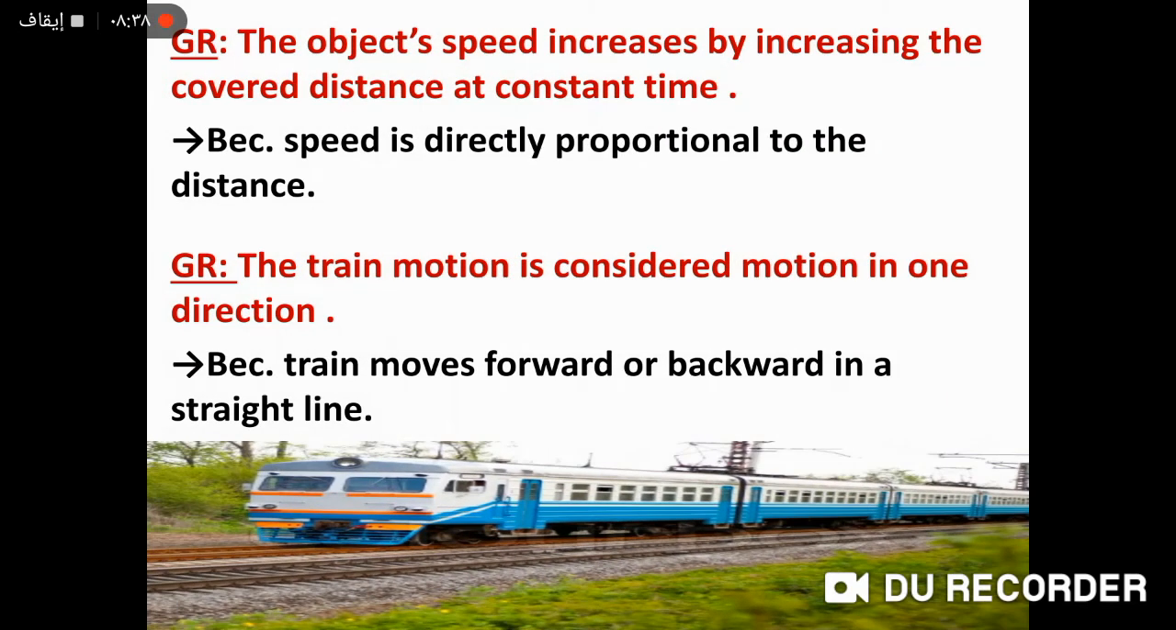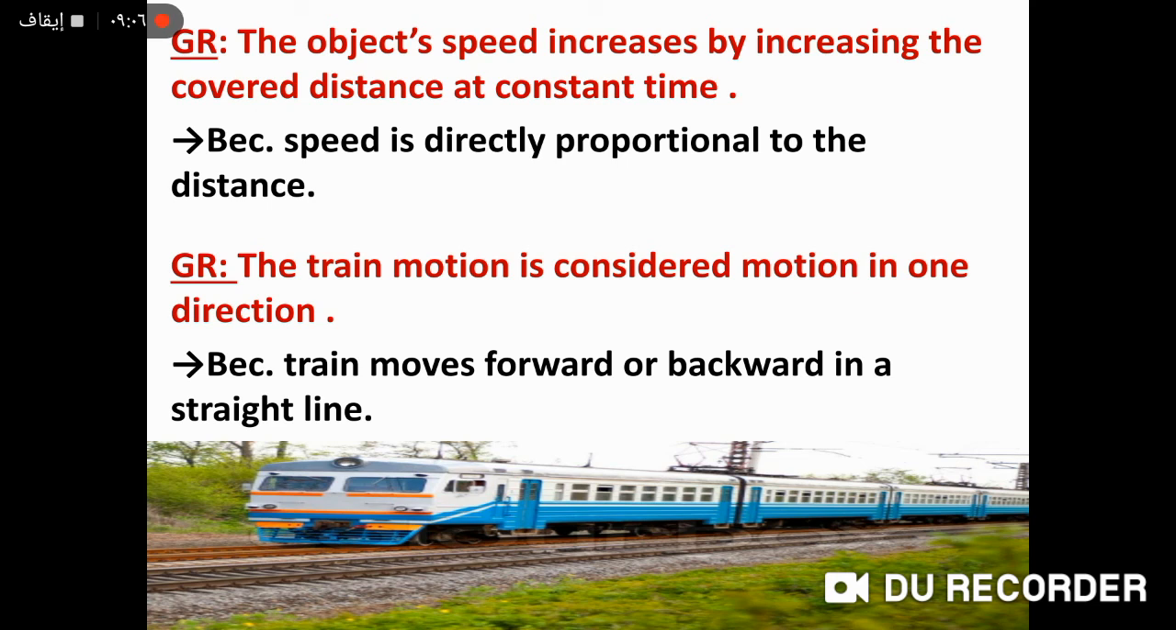Give reason: the object speed increased by increasing the covered distance at constant time. This question means if the distance increases, the speed increases. Why? Because they are directly proportional. You will answer by because speed is directly proportional to the distance.